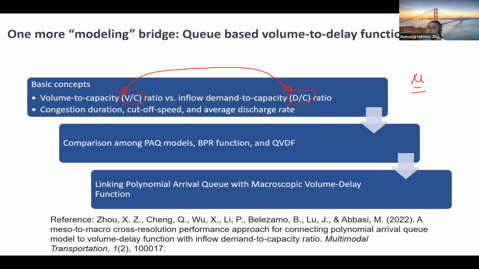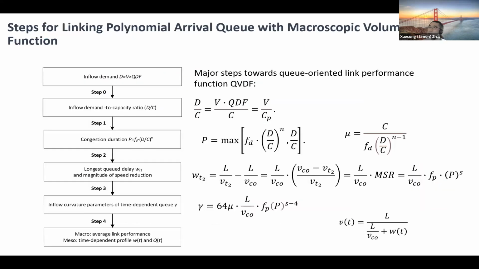in one of the newly established journal, multimodal transportation. I want to just introduce a few more steps very quickly. How we understand D over C. So the D over C equals to a conversion between the analysis volume and to its corresponding congestion period volume.